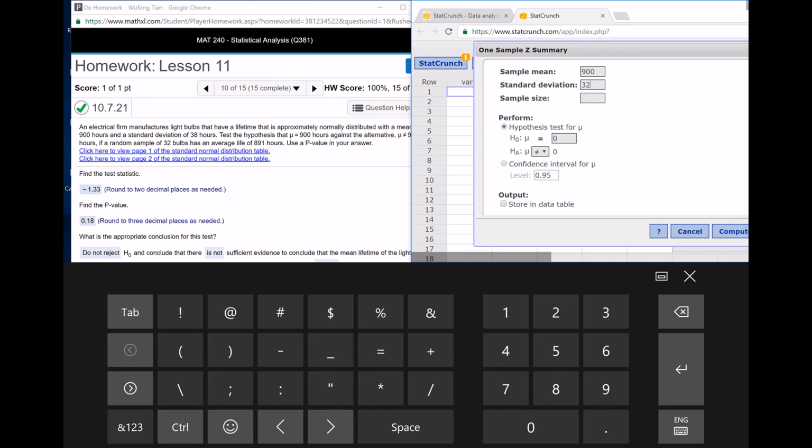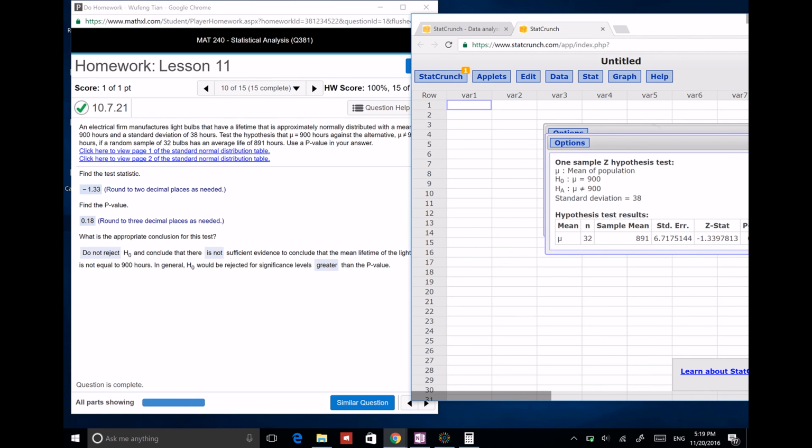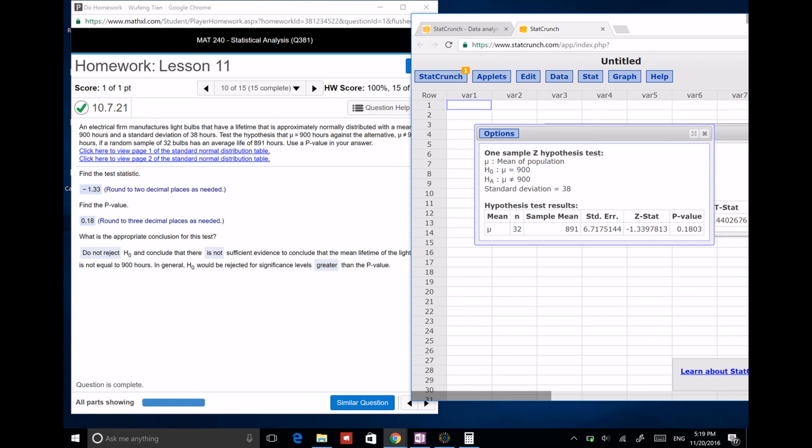Let me find 892. So 891, and sample size, standard deviation is 38. Sample size is 32, and mu equals 900. And null hypothesis, just compute it. It gives you the Z-score, this stat, negative 1.33. And it also gives you the p-value 0.18. And this p-value is too big compared with 0.05. So we do not reject it.